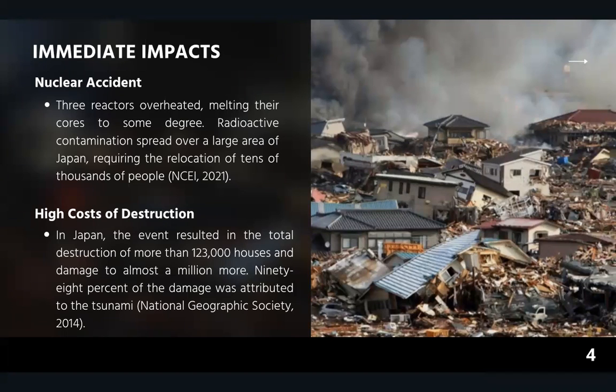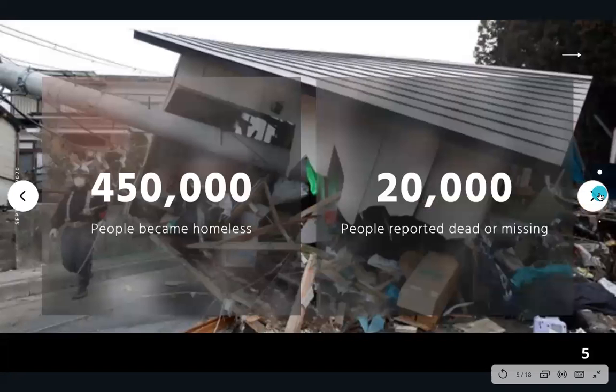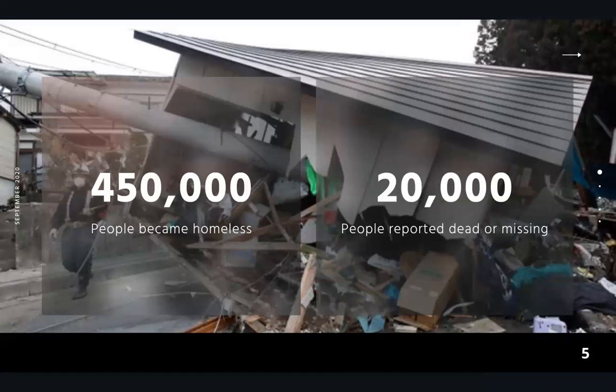The immediate impacts were, one, a nuclear accident where three reactors overheated, melting their cores to some degree, and resulted in radioactive contamination over a large area of Japan. Second, the high cost of destruction, with more than 123,000 houses destroyed and damaged to almost a million more. 98% of the damage was attributed to the tsunami. More than this, there were 450,000 people becoming homeless and 20,000 people who were reported to be dead or missing.